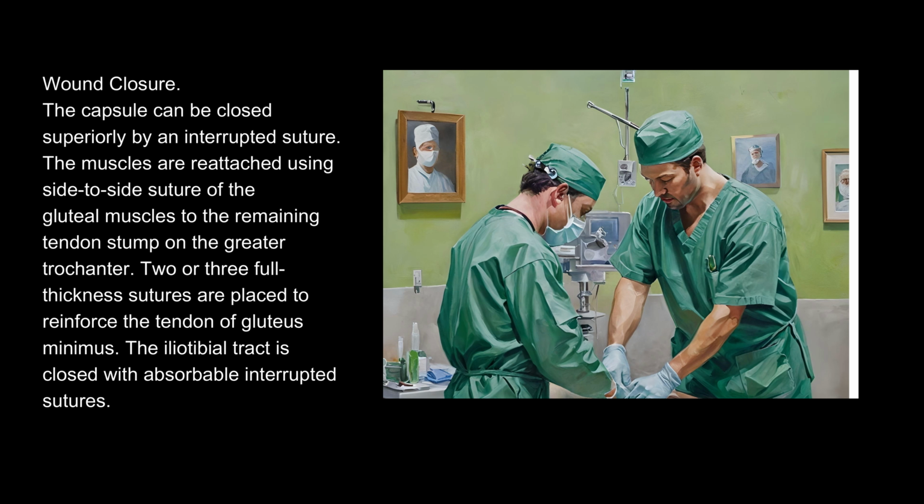Wound closure. The capsule can be closed superiorly by an interrupted suture. The muscles are reattached using side-to-side suture of the gluteal muscles to the remaining tendon stump on the greater trochanter. 2 or 3 full-thickness sutures are placed to reinforce the tendon of gluteus minimus. The iliotibial tract is closed with absorbable interrupted sutures.